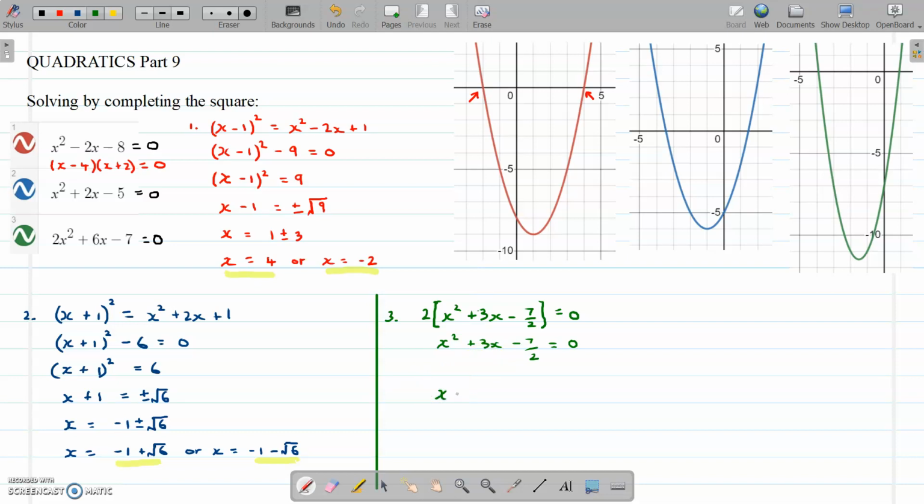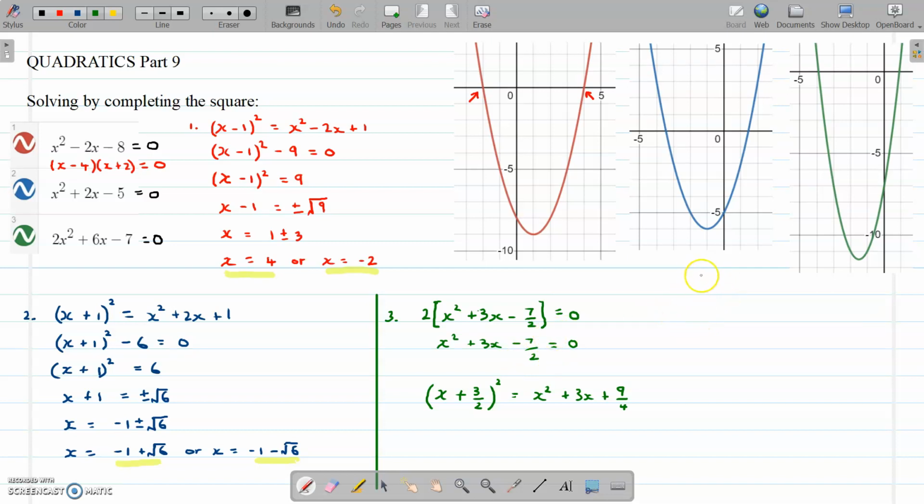So I'm interested in the perfect square of x plus 3 over 2, all squared. Okay, and that will give me the x squared and the 3x, because 3 over 2 x plus 3 over 2 x is 3x. But it will give me a residue of 9/4. Okay, the square of the last term. But I don't want 9/4, I want negative 7 halves. Now negative 7 halves is negative 14/4.